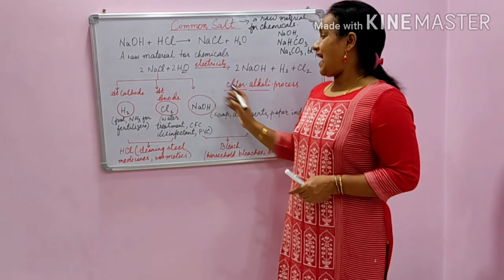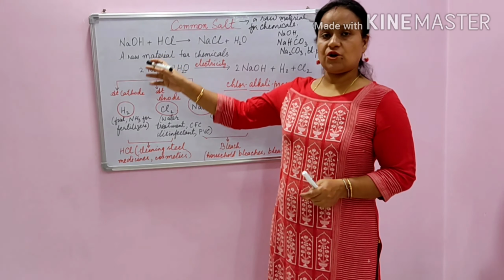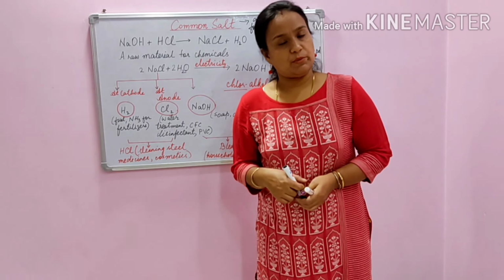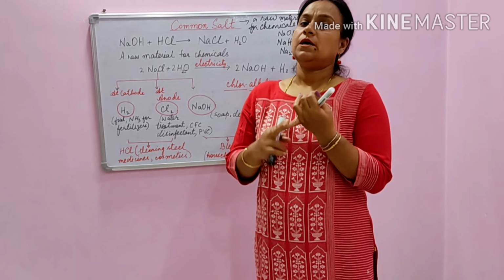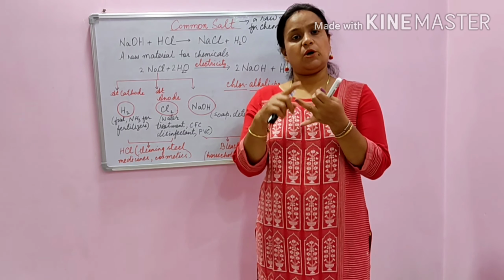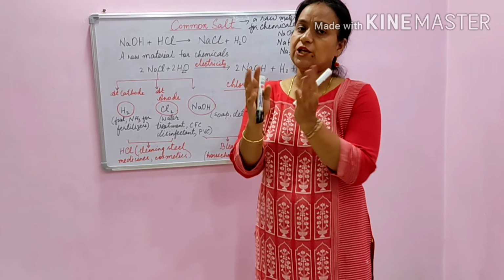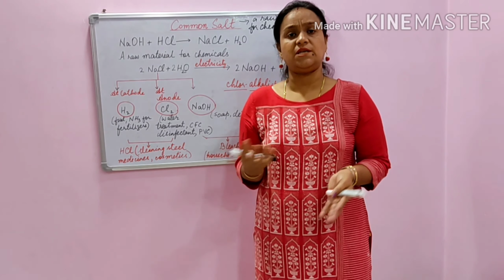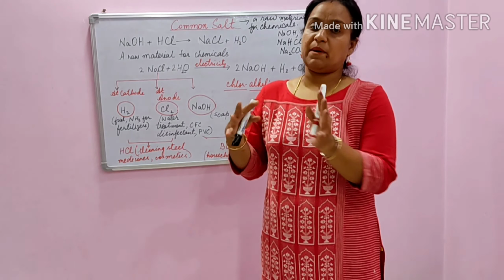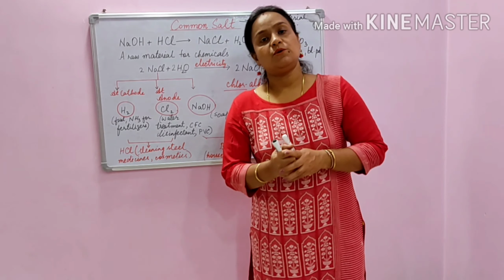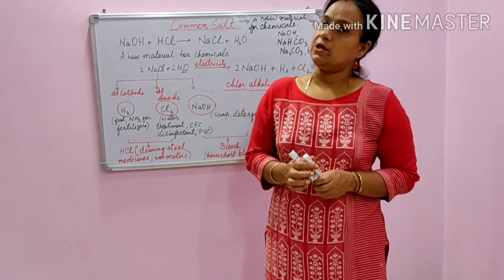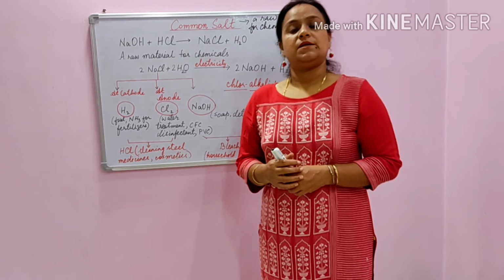So by the chlor-alkali process, we electrolyze aqueous sodium chloride and we obtain chlorine gas, hydrogen gas, and an alkali, that is sodium hydroxide. Each of these three are individually important and we can combine them and get different types of products which are of great commercial importance. I hope this is clear.